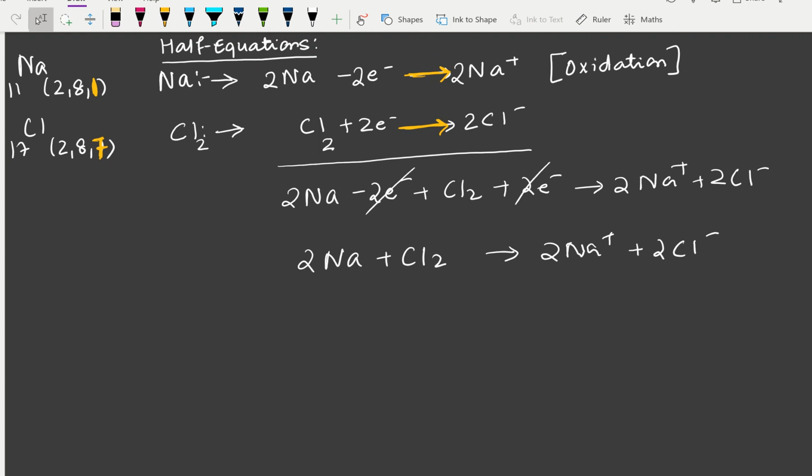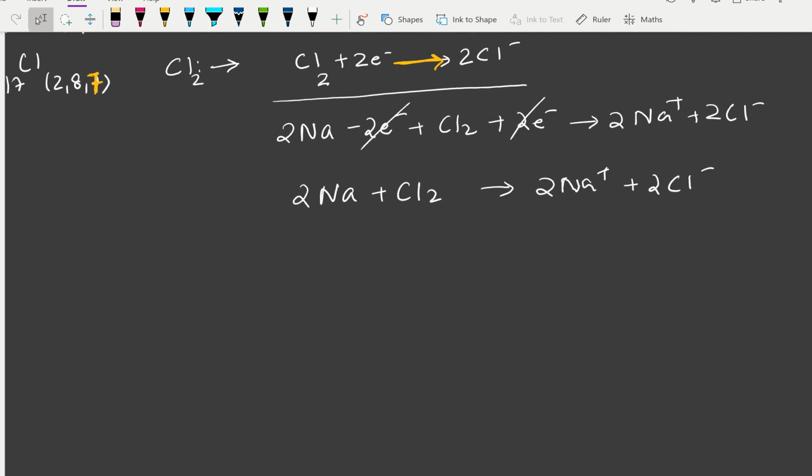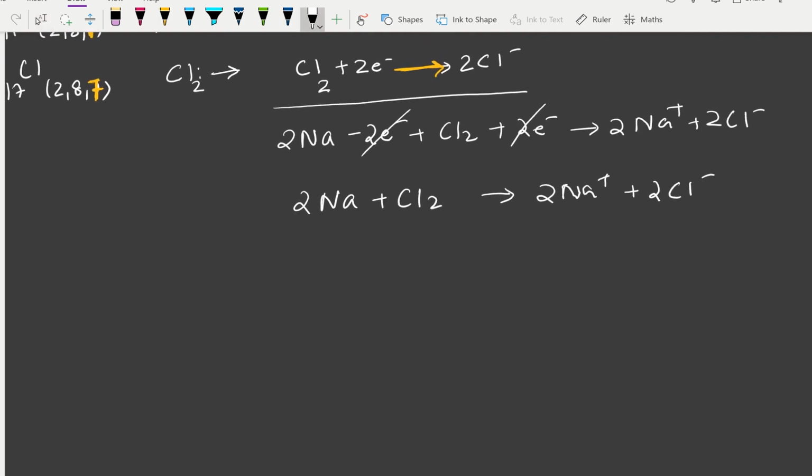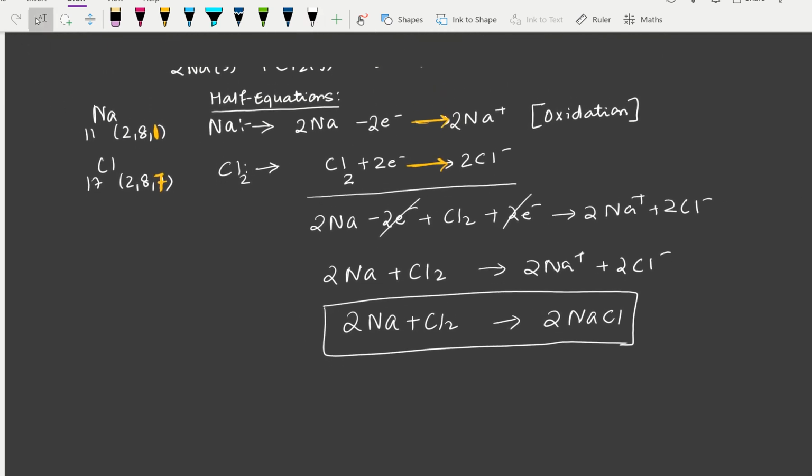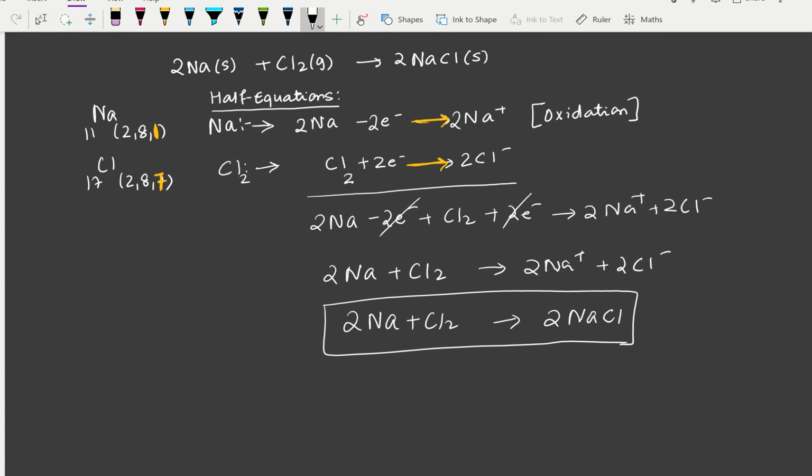In this way, I can write the overall reaction as 2Na plus Cl2 gives 2NaCl. And how did I write this 2NaCl? Because I know that Na has a plus charge and Cl has a minus charge, so if I cross them, I get NaCl. Okay, so this is the overall reaction, and the steps are as indicated above. This is how the overall reaction is written.